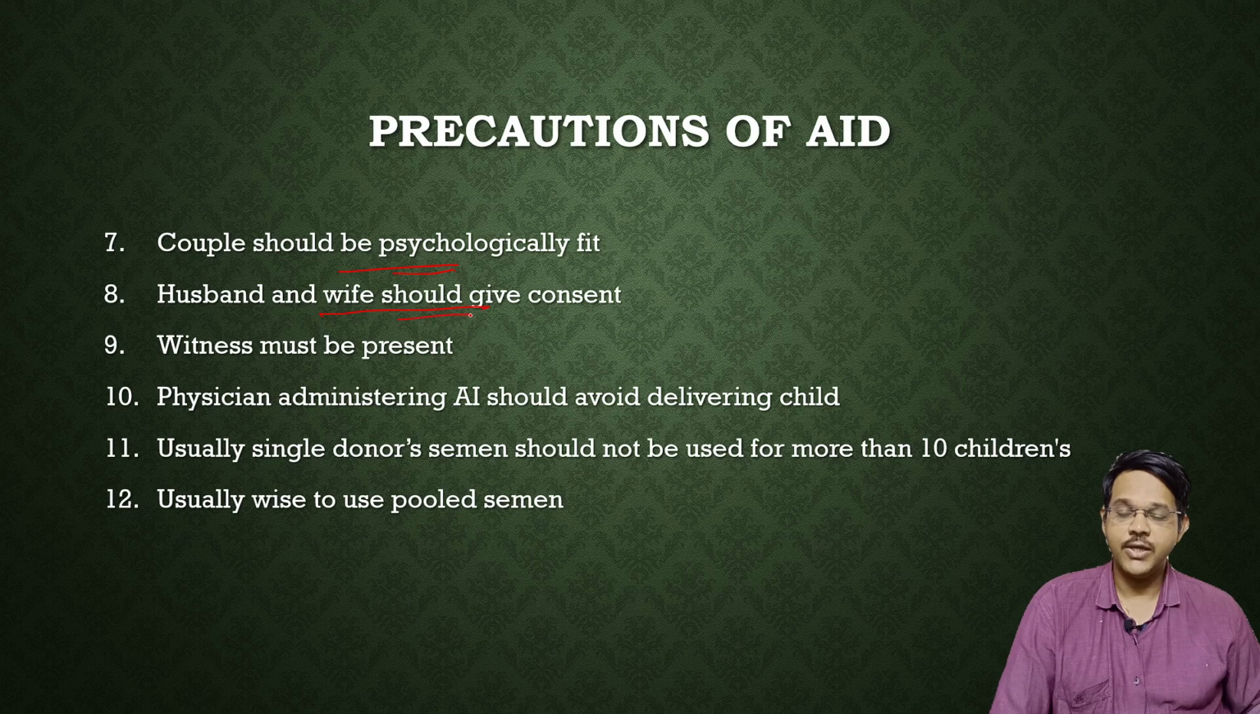Husband and wife should give consent for artificial insemination. A witness must be present when doing it, and physical administration of artificial insemination should be avoided. The physician who is doing artificial insemination should avoid delivering the child himself. Usually, a single donor's semen should not be used for more than 10 individuals, that is, 10 children. So one donor's semen should be used for only 10 children.